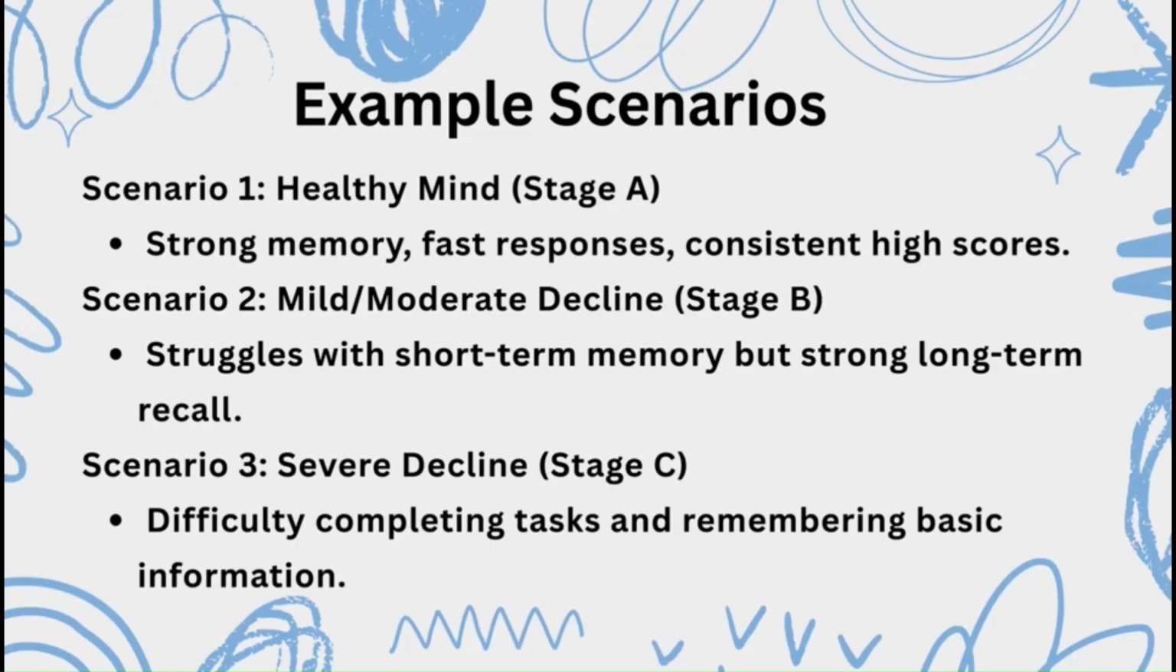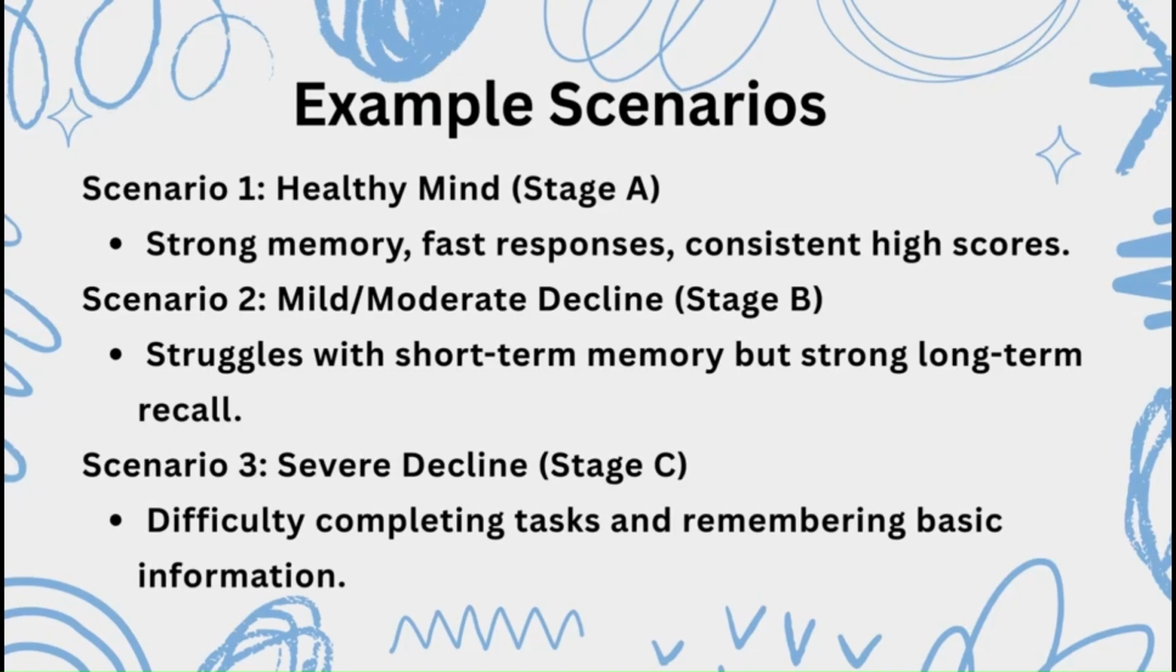The system looks at this and instantly recognizes, okay, this person is doing great, there's no sign of decline here. So it places them in stage A, meaning they have no cognitive impairment, which is exactly what we expect from someone with strong memory skills. Now, I want to talk about the second scenario, which is the most important one.